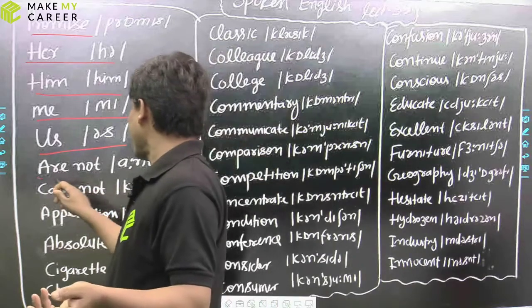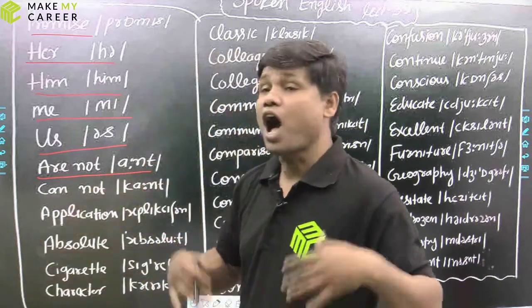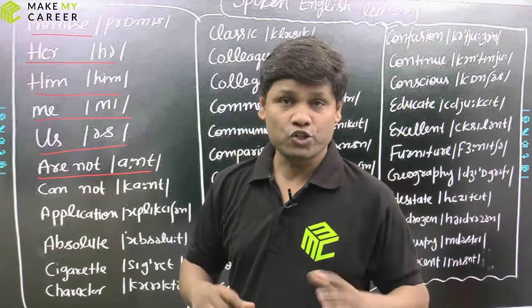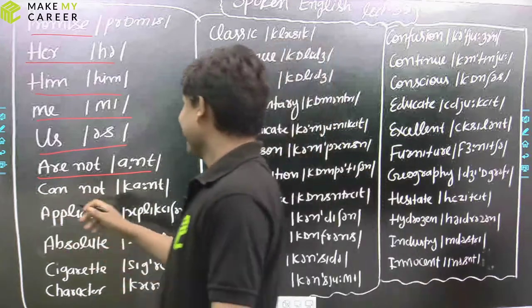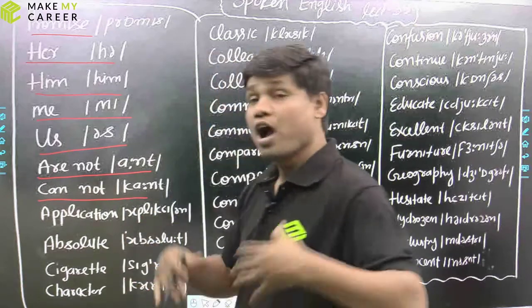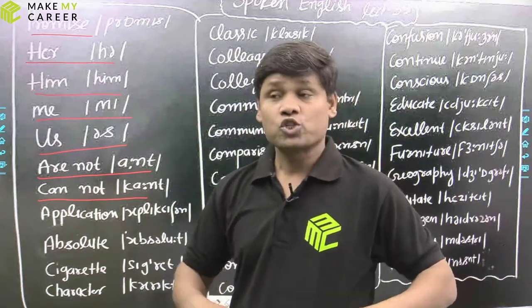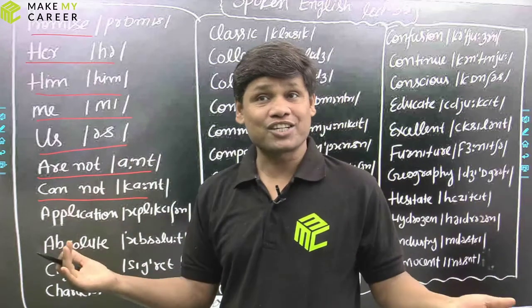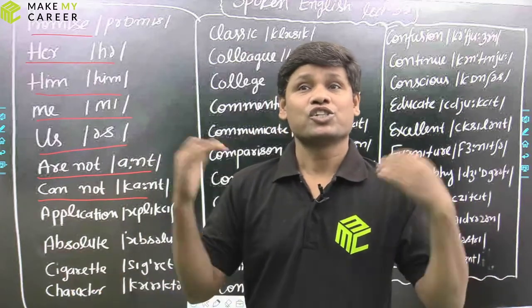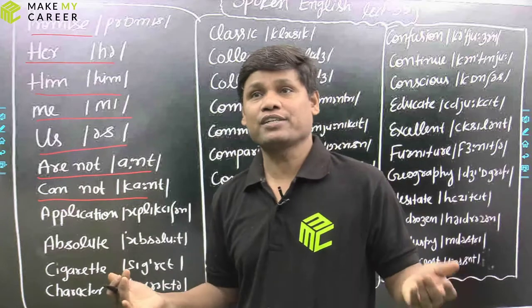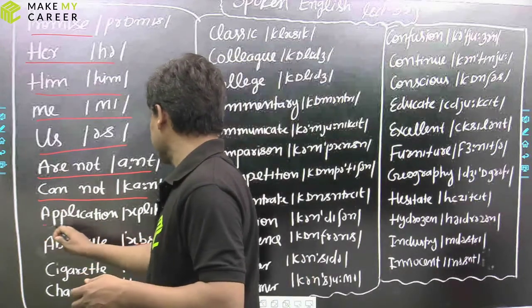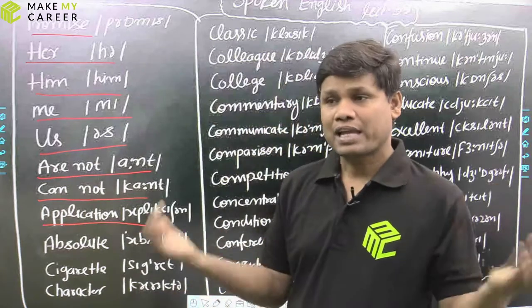Next one is are not. What will be the short form? Aren't. They aren't, right? We aren't. Boys aren't. Now can not, what will be the short form? Can't. Can you help? Sorry, I can't. Sorry, I can't. Right? Okay.